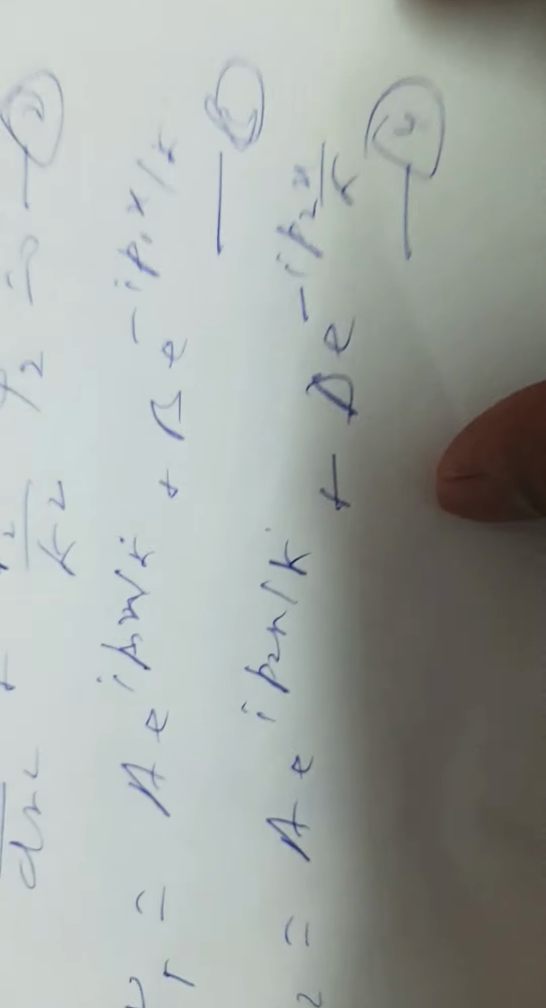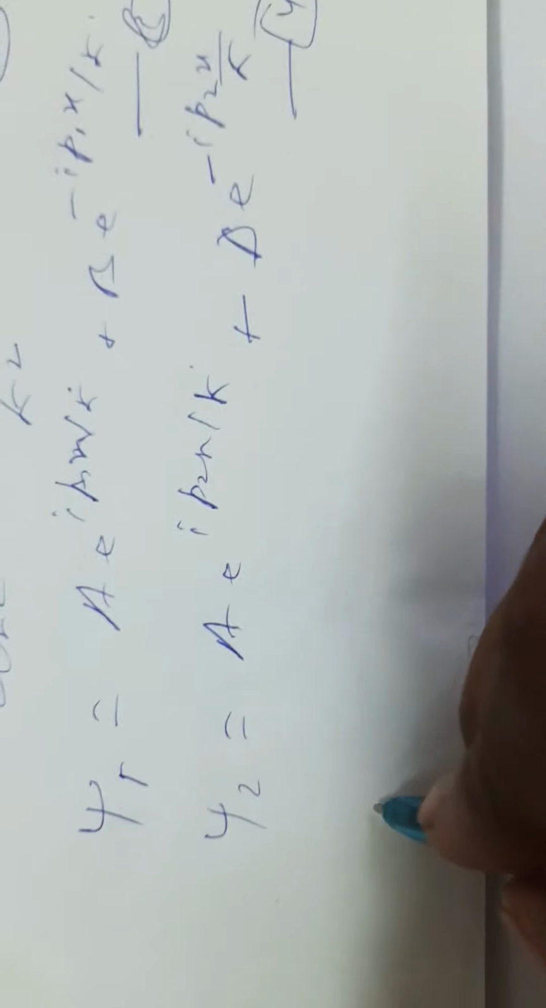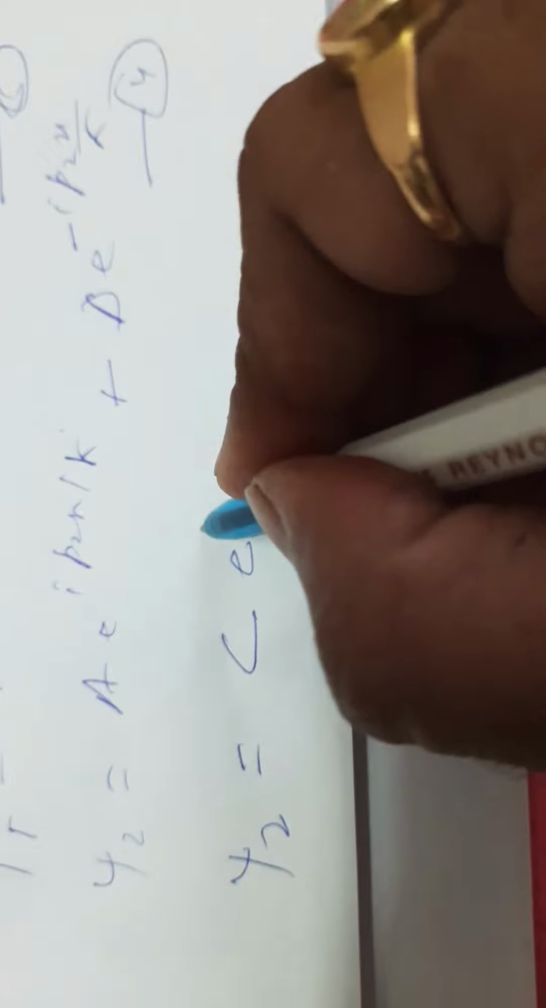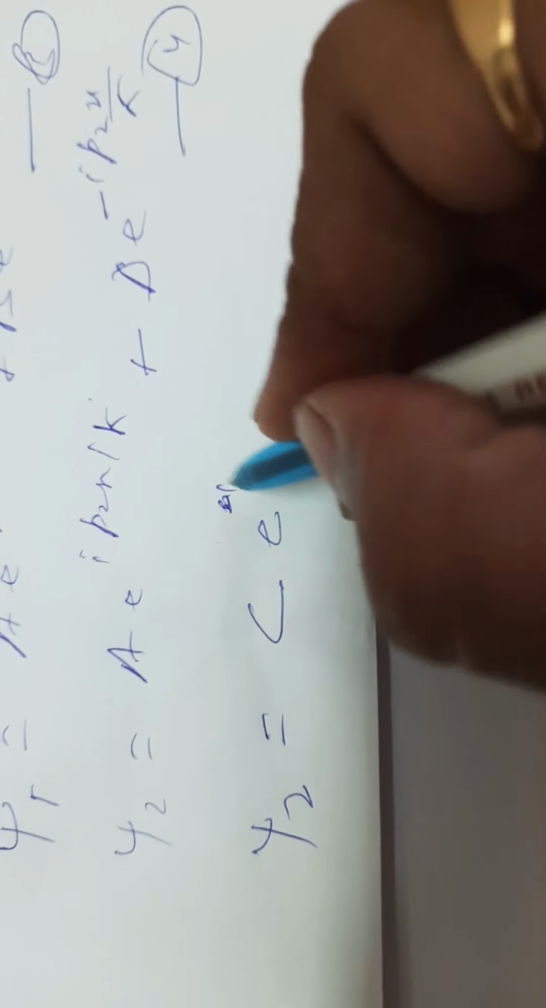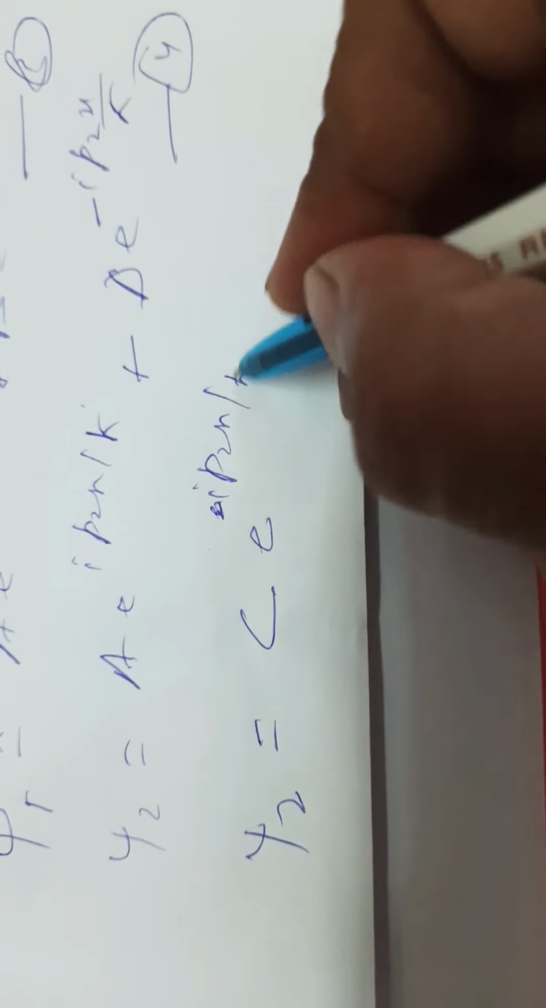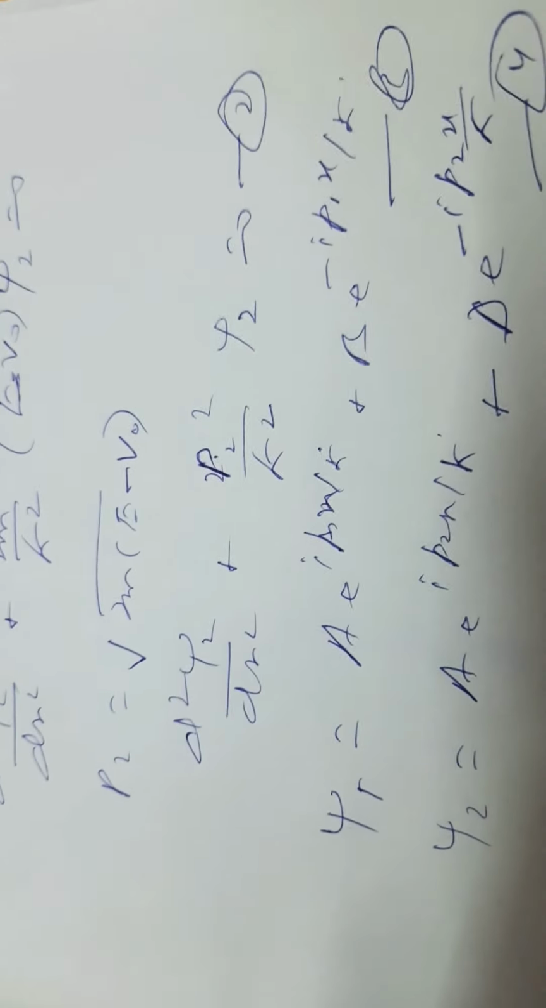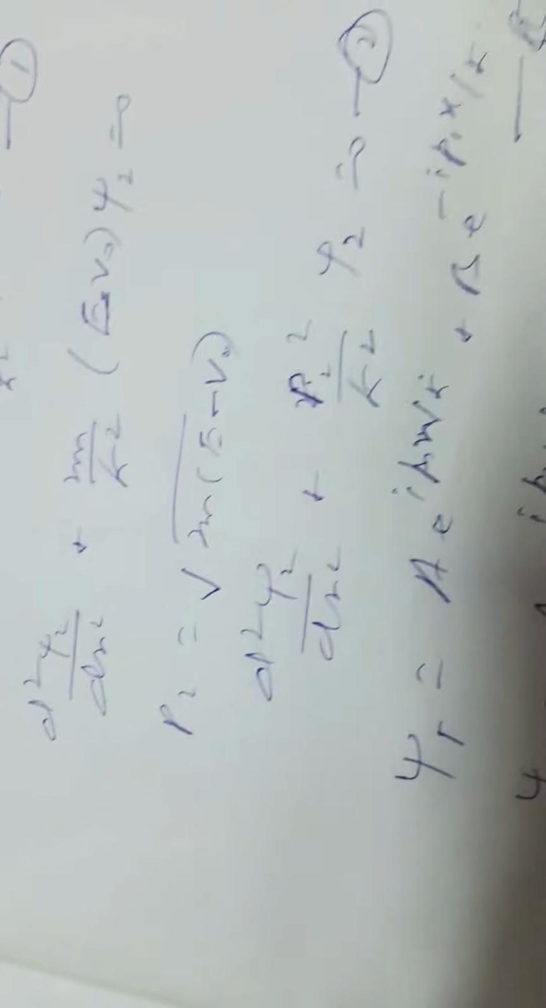Hence the second term, this term here, will be 0. So this equation will be modified and could be written as psi 2 equal to C into e to the power i p2x by h cross. So actually this is the modified equation in place of equation number 4. Now it is well known that the wave function psi has a probabilistic interpretation.